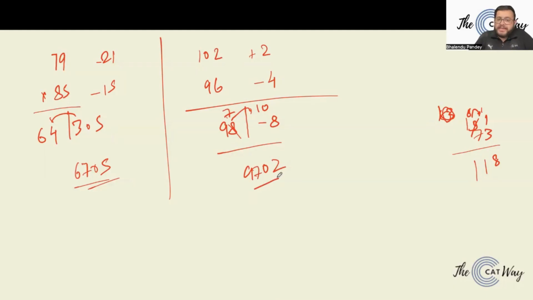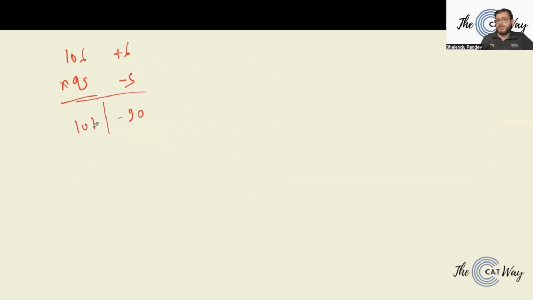Okay. Let's solve some more questions on the same lines. So let's say you have 106 multiplied by a 95, right? So this is plus 6 and this is minus 5. Now 5 into 6 gives you a minus 30, right? 106 minus 5 gives you 101, correct? So what do you have? You cannot say that 101 and minus 30 comes in the middle, right?